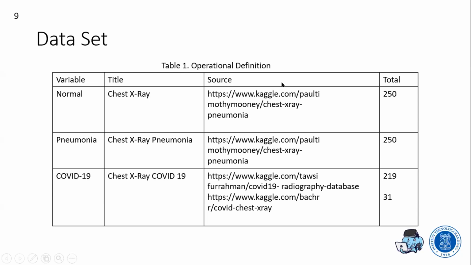And this is the operational definition. This is the variable and the title, such as the chest X-ray data from Kaggle, with a total of 250, and pneumonia from Kaggle with 250, and COVID-19 chest X-ray from Kaggle with 219, and another from Kaggle with 31.